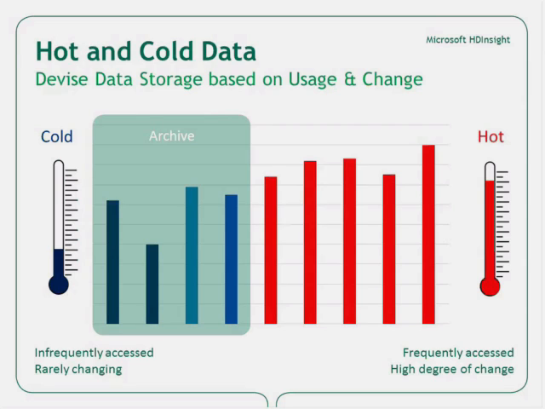So the first step of any data storage strategy pivots around data usage analysis, and so we're going to refer to terms here, hot data and cold data. Now, hot data, on the right in red, is what's current, frequently accessed, high degrees of change. Now, cold data is on the opposite side of the spectrum, infrequently accessed, rarely changing.